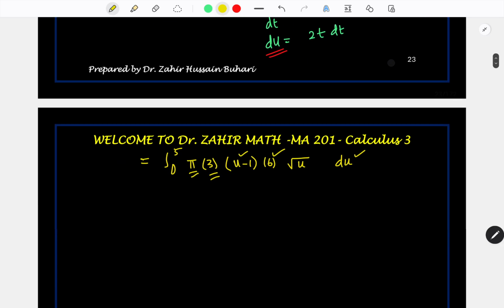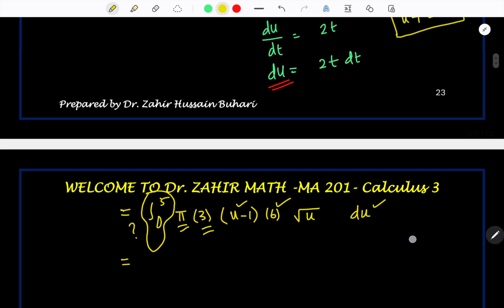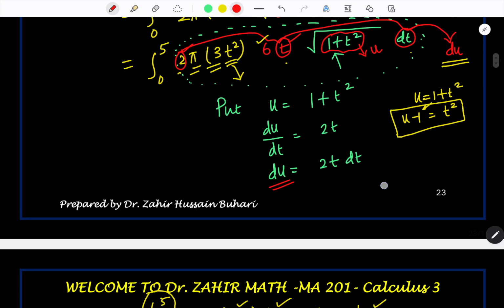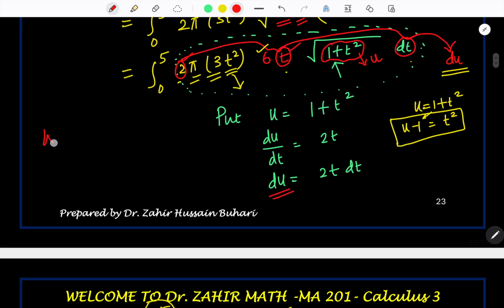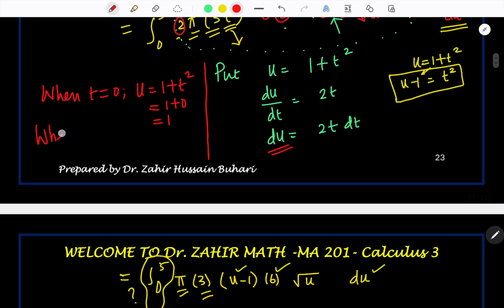So now let me move the page. I'll make it a little bigger. So is this a limit for u? That is the next question that comes. Usually the students make mistakes in finding the limits. So we are going to calculate the limit value. When t is equal to 0, what is your u value? 1 plus t square, so 1 plus 0 square, which is equal to 1.